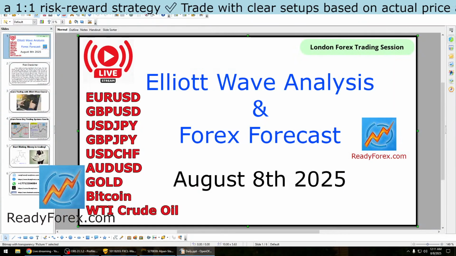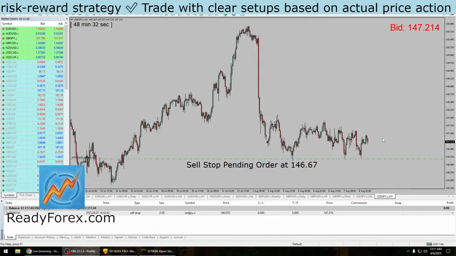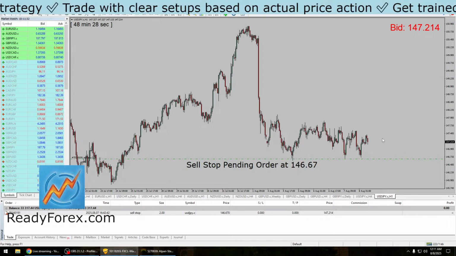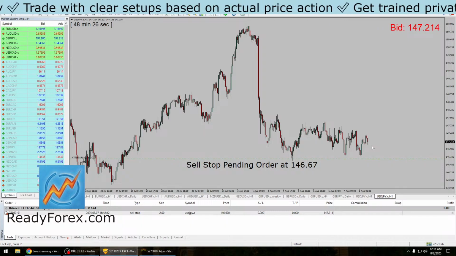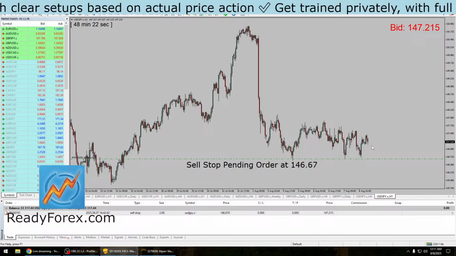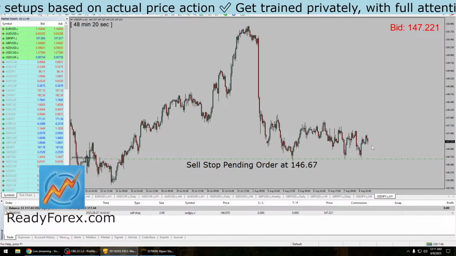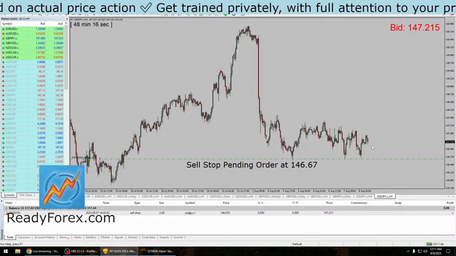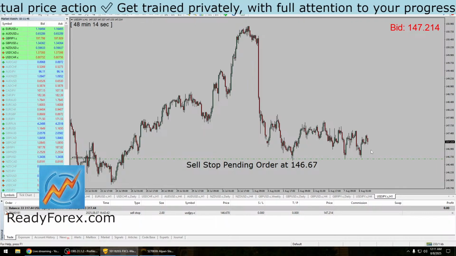Okay, let's get started. First thing first, let us take a look at US dollar versus Japanese yen currency pair. At this point in time, I have placed a sell stop pending order inside the US dollar versus Japanese yen currency pair. This is the 1 hour time frame.